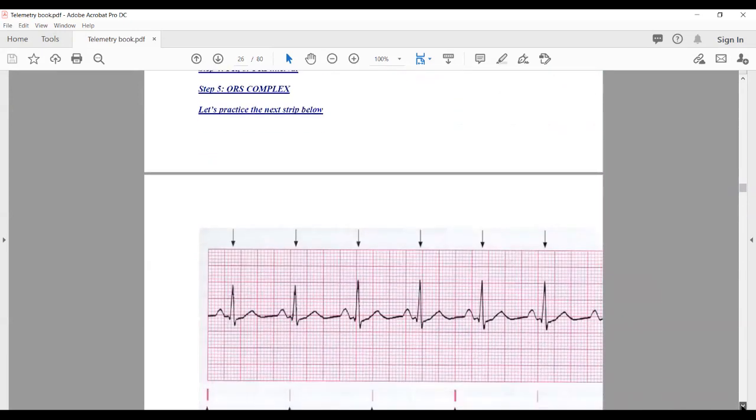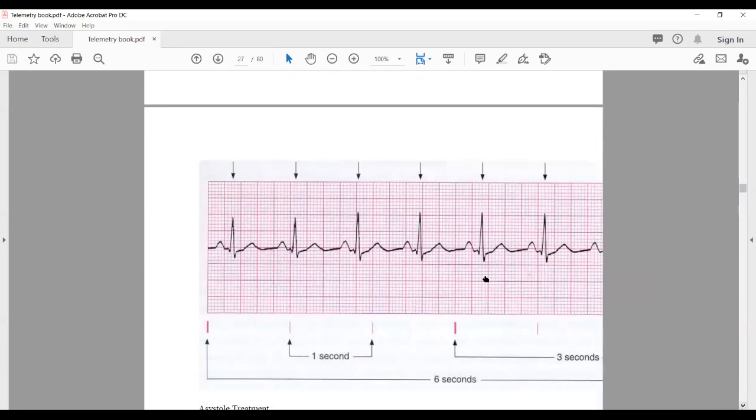Okay. So here, let's take a look at approximately a 6 second strip here. It looks like it might be partially cut off, but that's okay.